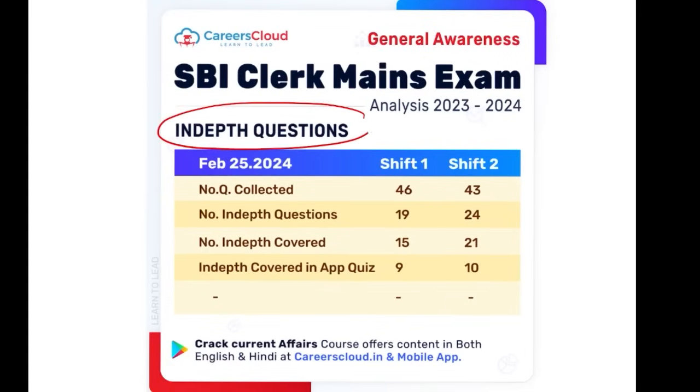For the in-depth questions that are deeply asked, 19 questions and 24 questions were respectively covered, and the number of in-depth questions covered were 15 and 21 respectively. Then the total covered in our application were 9 and 10.